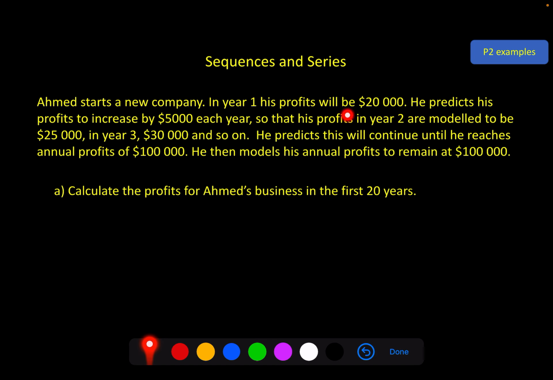In year 1, his profits will be 20,000. That's an outright statement. So let me write that down. In year 1, his profits will be 20,000. He predicts his profits to increase by 5,000 each year, so that his profits in year 2 are modeled to be 25,000.